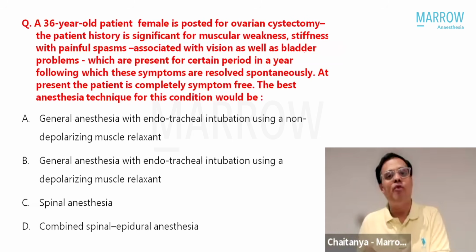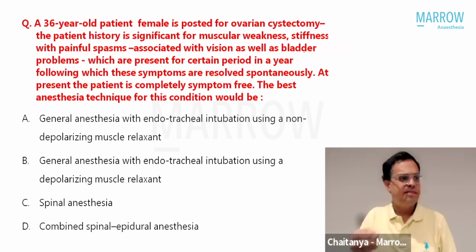It's a simple case of ovarian cystectomy. What do you want to choose? So classically, someone said rightly, combined spinal epidural, or which is the best option?